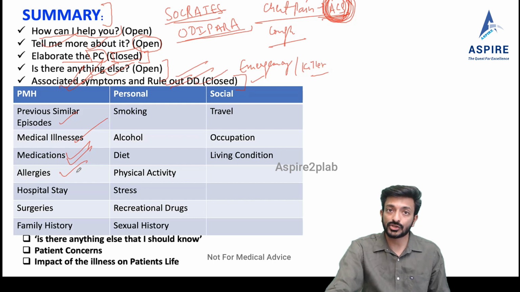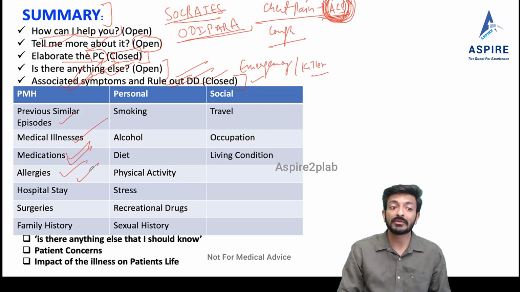Ask about allergies. Are you allergic to something? Are you allergic to any food? Are you allergic to any medication, right? So that's very important. For example, if the patient is allergic to penicillin, you'll be very careful about offering penicillin, right?